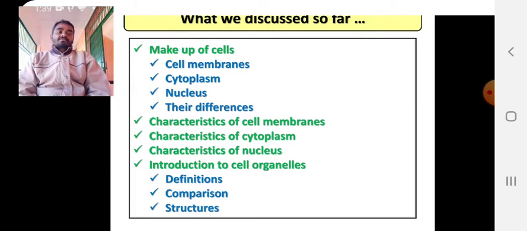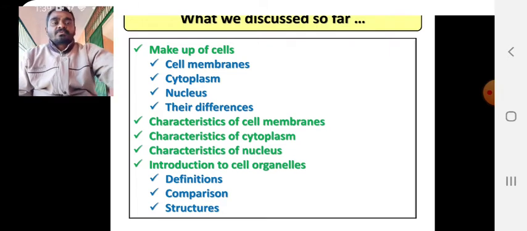And the characteristics of the nucleus. The nucleus is found within the cell, floating in the cytoplasm. What structures are present in it and what its functions are, we have seen. The nickname of the nucleus you know very well, it's the brain of a cell. And then we have had a brief introduction about cell organelles. We have seen the definition, and now we will get into the cell organelles one by one.